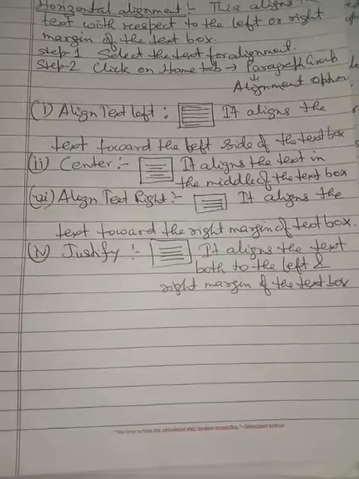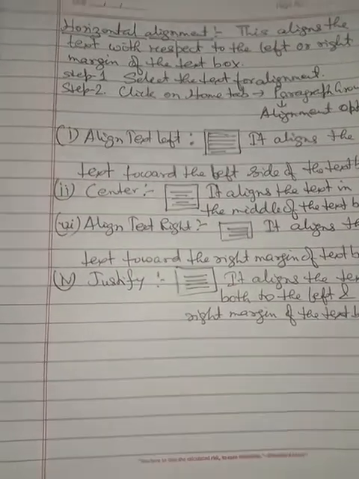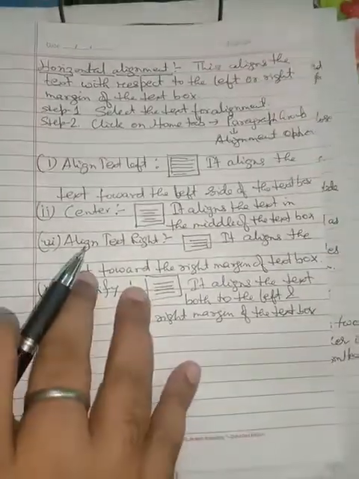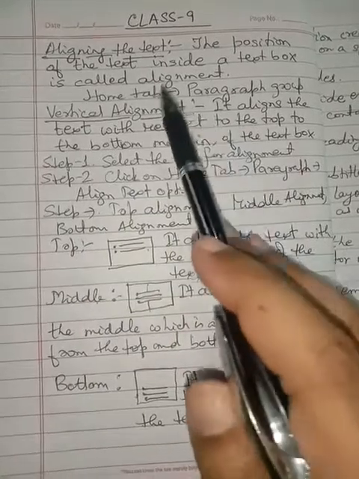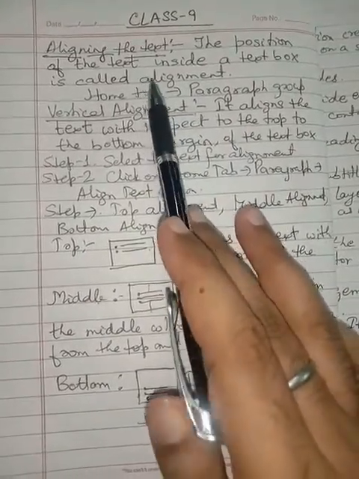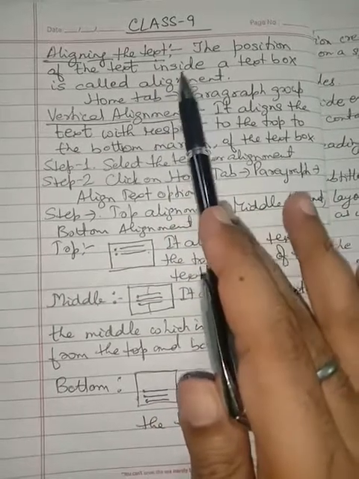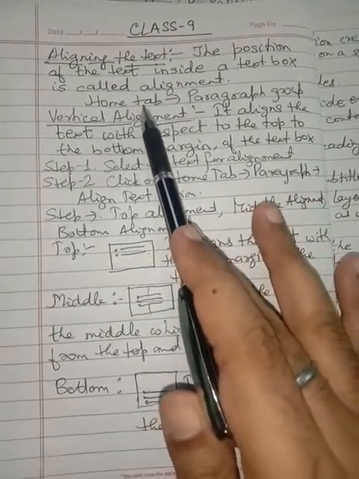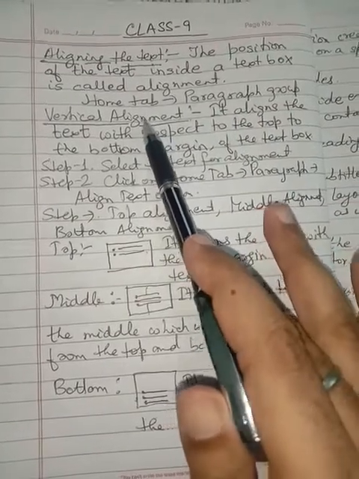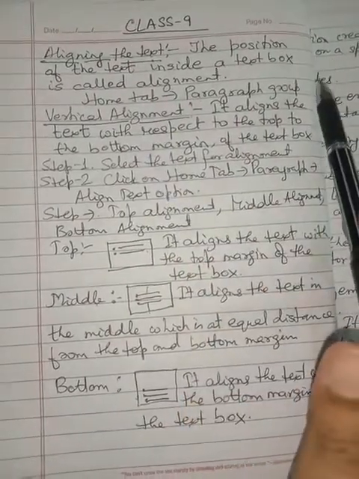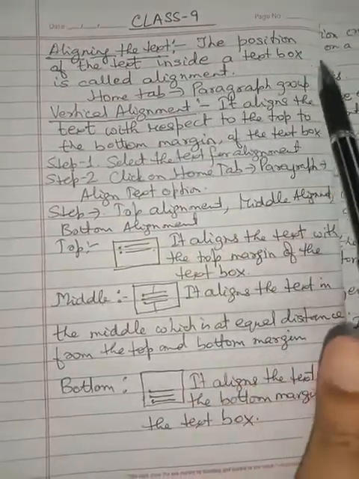Now the next topic that we are going to discuss is adding the bullets and numbers. But before that, let us have a quick recap of the topic that we have discussed. In this video we have discussed aligning the text. What is alignment of the text? How can we move to aligning the text? There are two different types of alignment, vertical alignment and horizontal alignment.